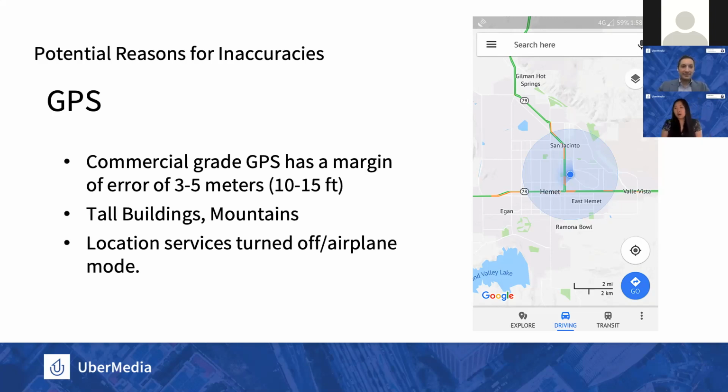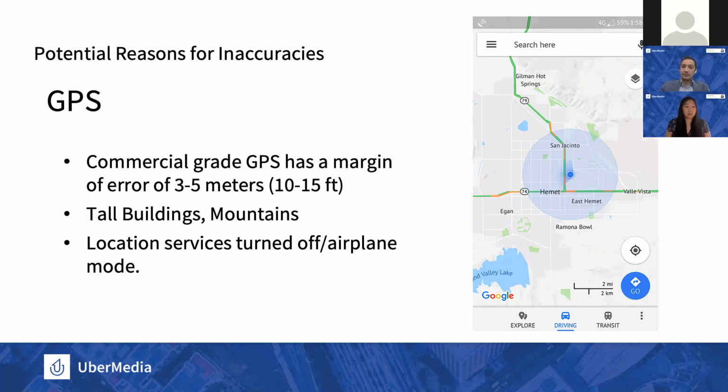So what does this mean? When you're looking at mobile location data, and using this data, there are some things that you should keep in mind. First of all, those little chips on your phone have been optimized to save battery. They've been optimized to be as small as possible, but that also comes with some trade-offs. And so with commercial grade GPS, there's a margin of error, as with many data collection methods, of 3 to 5 meters or 10 to 15 feet.